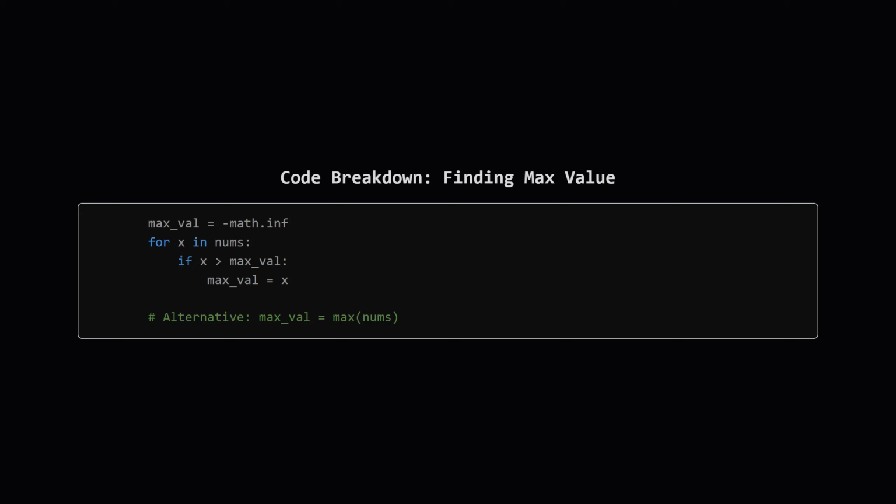This code snippet does just that. It starts assuming the max value is -infinity, then loops through each number in the list. If it finds a number bigger than the current maximum it's seen so far, it updates the maximum. Pretty standard stuff. Or, you could just use the built-in max function if that's allowed.